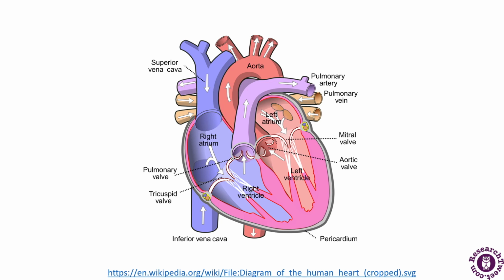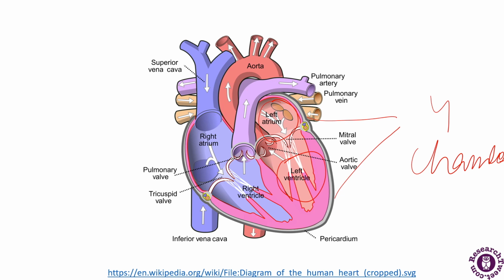this is just a diagram of the heart, and the main thing to show here is that the heart has four chambers. So what are the four chambers here? They are the left atrium, left ventricle, right ventricle, and right atrium.